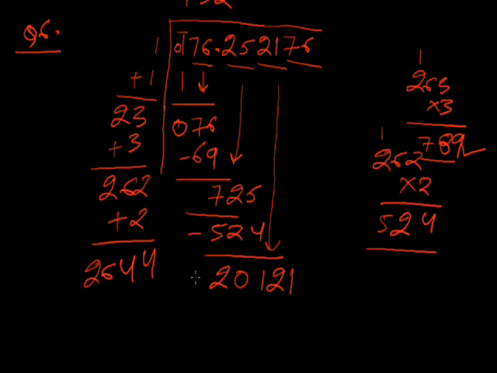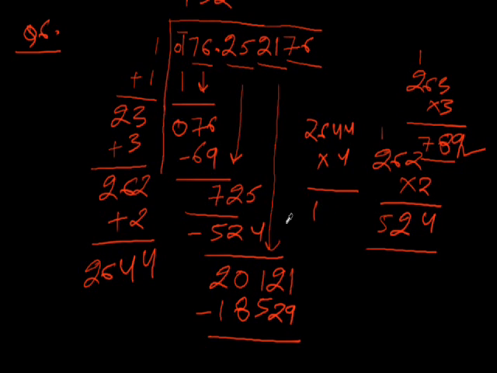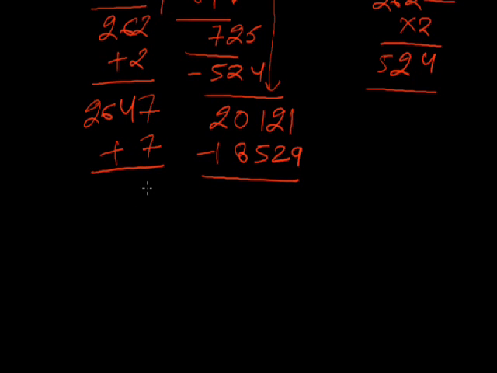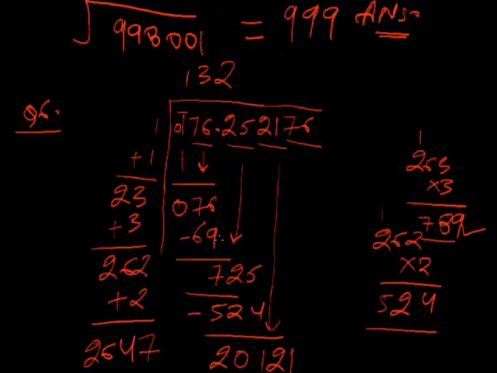Multiply this number with 4. We get 18529 as the number which is required. 2644 multiplied with 4 gives you 18529. Subtract this number. We get 1592. Now take the whole pair downward.